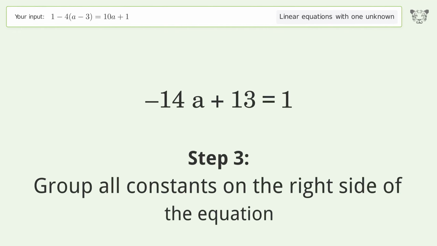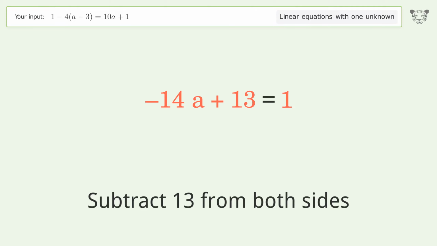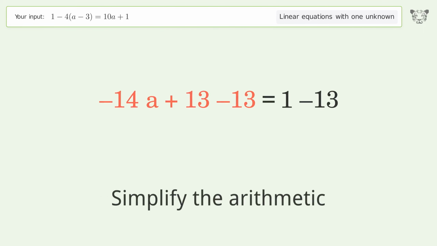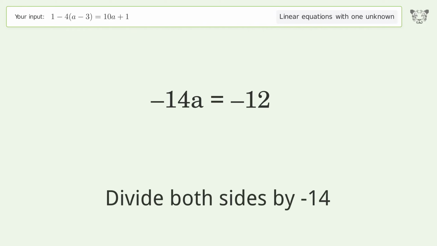Group all constants on the right side of the equation. Subtract 13 from both sides. Simplify the arithmetic. Isolate the a. Divide both sides by -14.